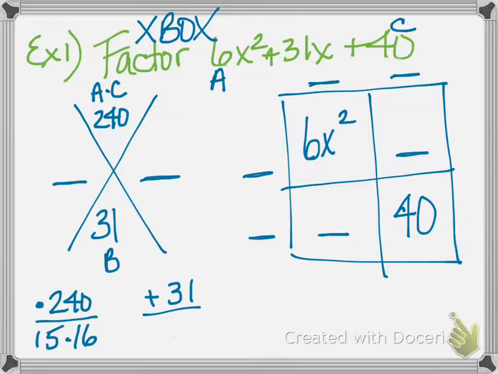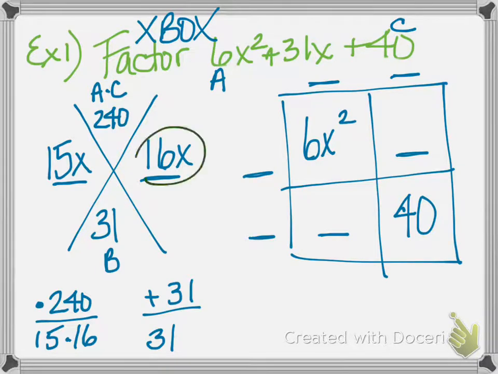I originally had 10 and 24, 8 times 30, 12 times 20 in my notes, but because this is the example, I want to keep it short: 15 times 16. And when we add 15 and 16, we get 31. So what do we do with those numbers? Well, this becomes 15x over here, and this is 16x over here. And then these two numbers are what go in our box.